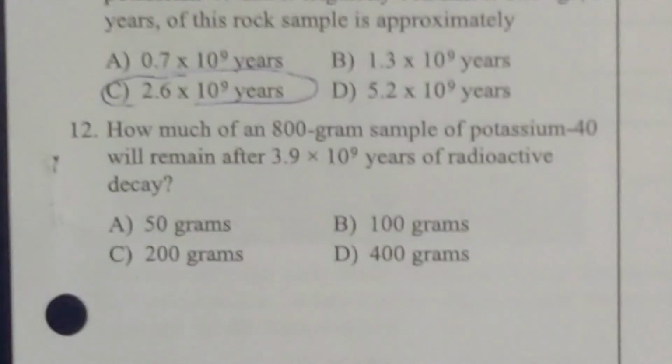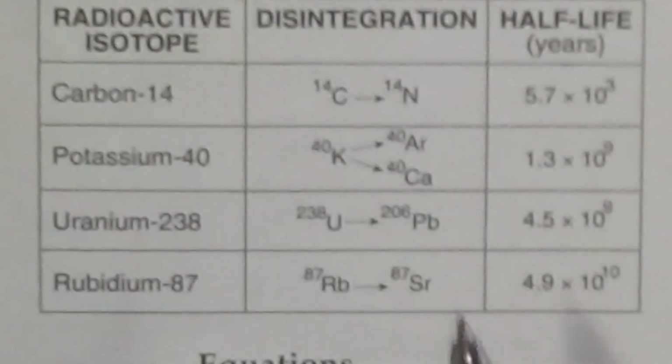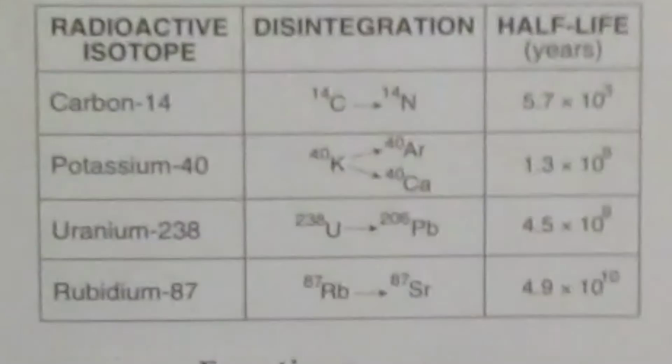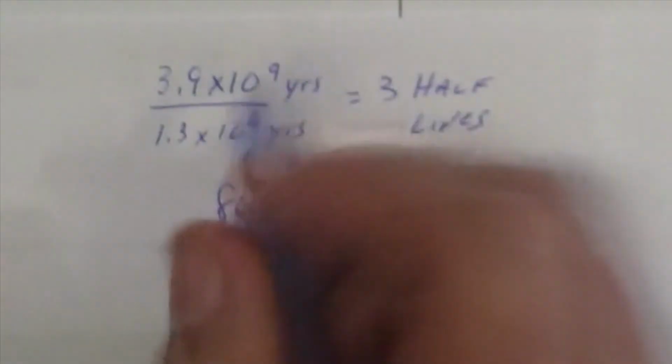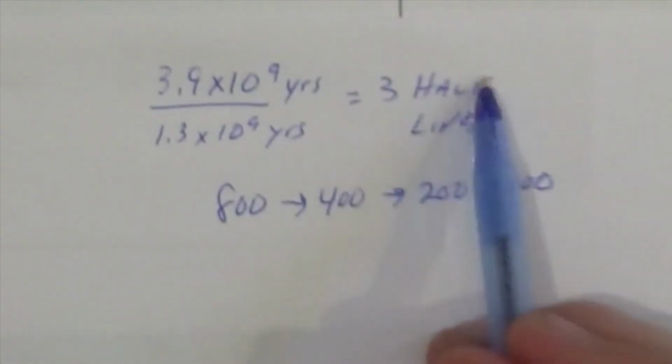Number 12. How much of an 800-gram sample of potassium-40 will remain after 3.9 times 10 to the 9th years of radioactive decay? Potassium-40's half-life is 1.3 times 10 to the 9th years. 3.9 times 10 to the 9th years divided by 1.3 times 10 to the 9th years yields 3 half-lives. If you had 800 grams, after 1 half-life you'd have 400 grams. After 2 half-lives you'd have 200 grams, and after 3 half-lives you'd have 100 grams.